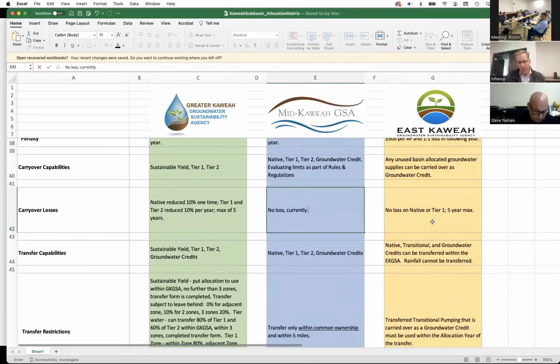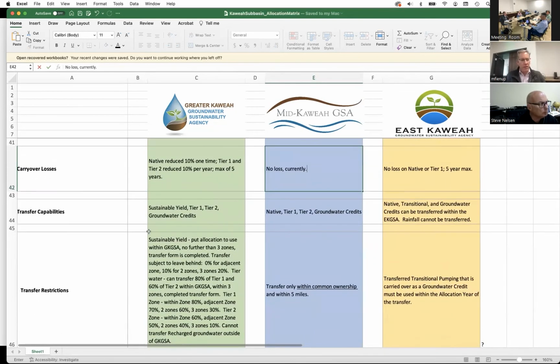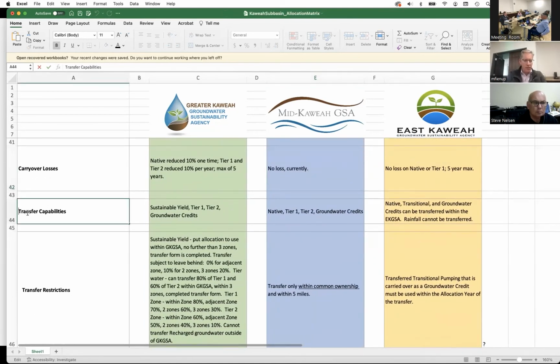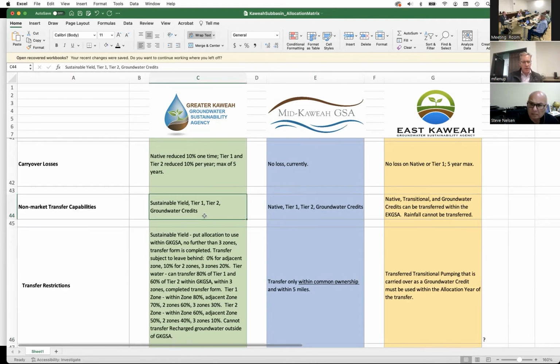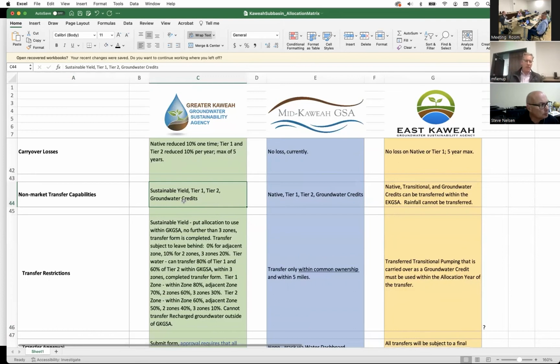And now we're going to talk about non-market transfers. I'm going to write non-market transfers here. So each GSA has provision for transferring allocation of one sort or another. In the case of Greater Kaweah, using a transfer form, you can transfer sustainable yield, AKA native, and the other two, tier 1, tier 2, and groundwater credits. So groundwater credits would be carryover generated from a previous year.